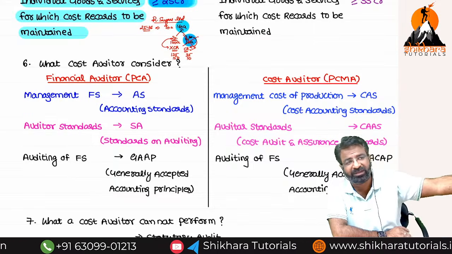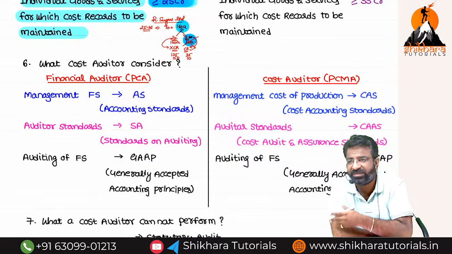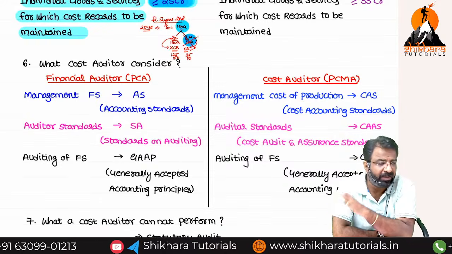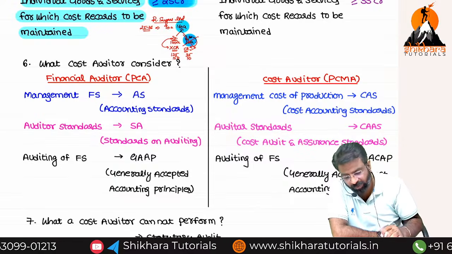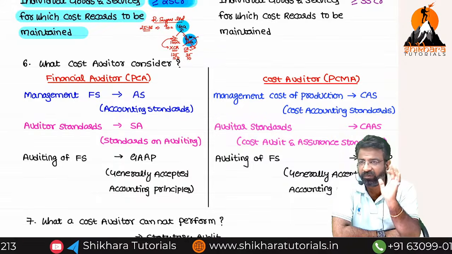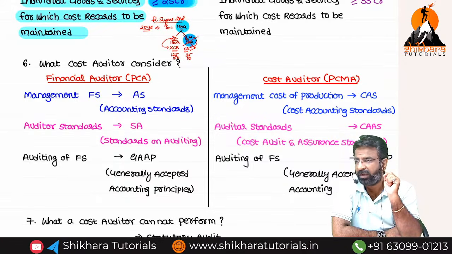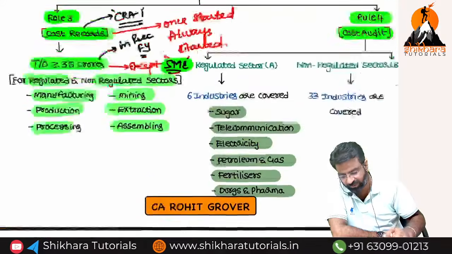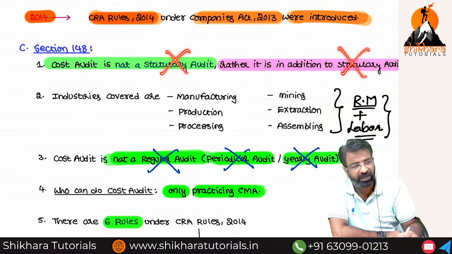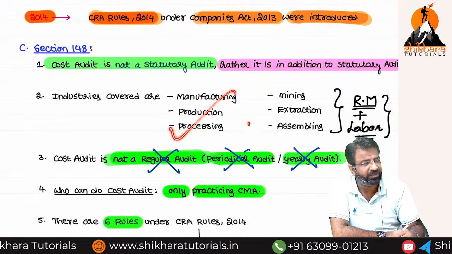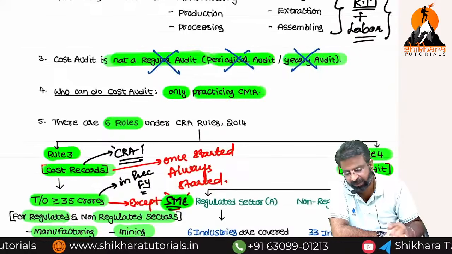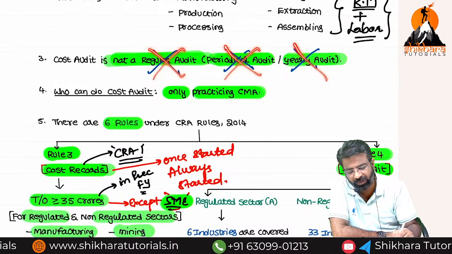What do we check there? GAAP, and what do we check here is GACAP, generally accepted cost accounting principles. 100% clarity. So this is what you mean by the term cost audit. I hope you got the clarity. So in cost audit, what did we learn? It is not a statutory audit. It is in addition to the statutory audit. These are the industries. Why? Because what is common between them? Raw material and labor. It is not regular, periodical or yearly.